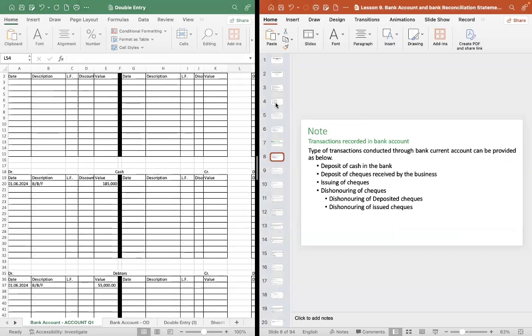Deposit of cash in the bank, deposit of checks received by the business, issuing of checks, dishonoring of checks.